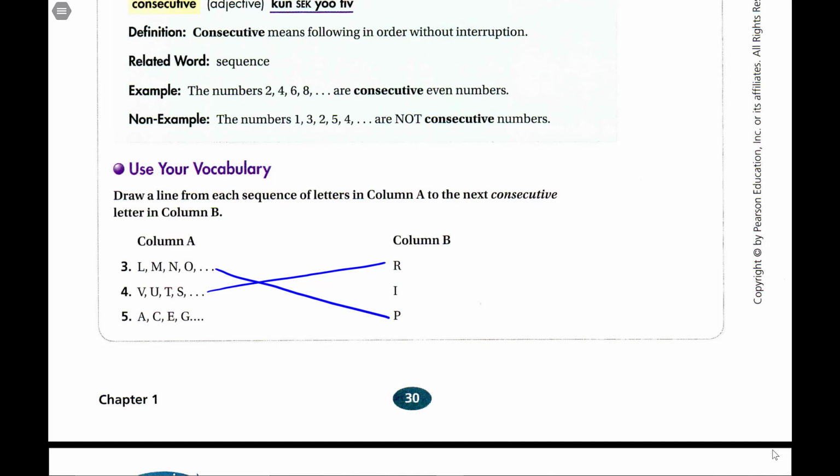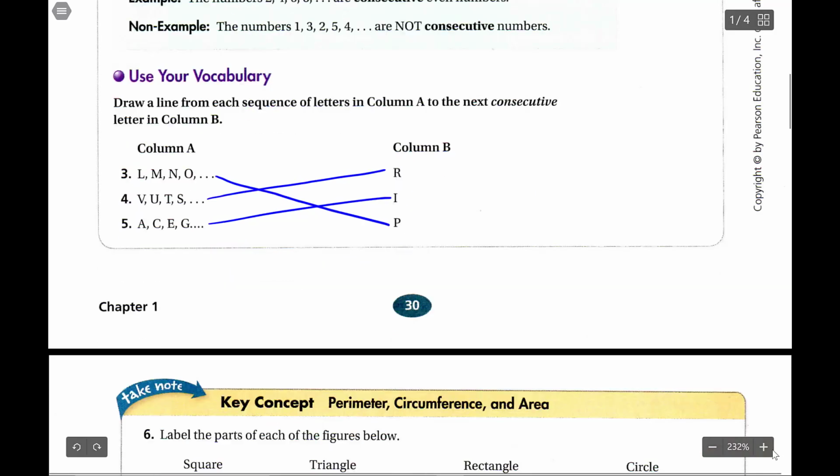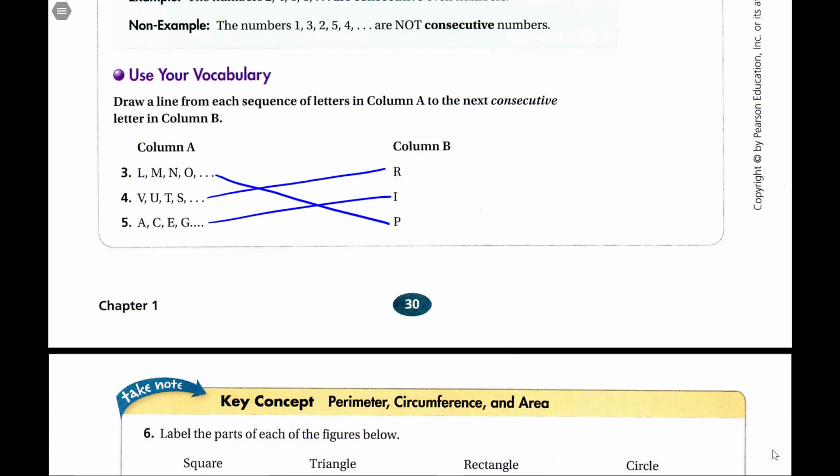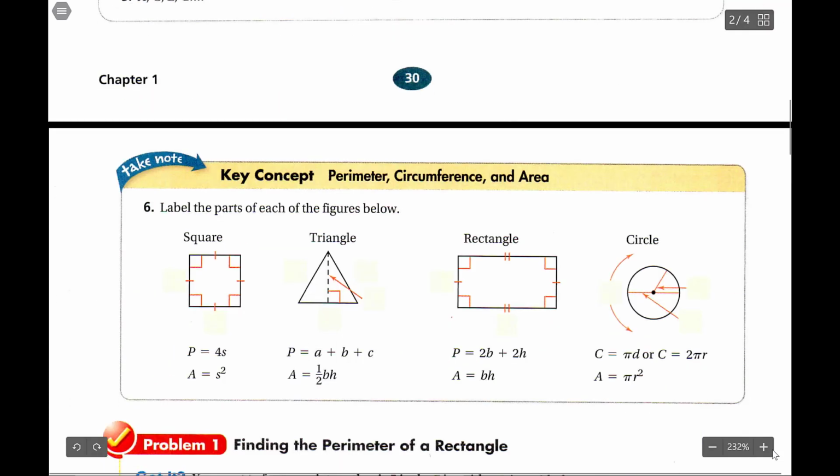We are skipping every other letter. So instead of we go from A, we skip B, we go to C. We skip D, we go to E. We skip F, go to G. We skip H, and we go to I. Okay, those are consecutive, even though we are skipping, but the skipping pattern is consistent through the process.